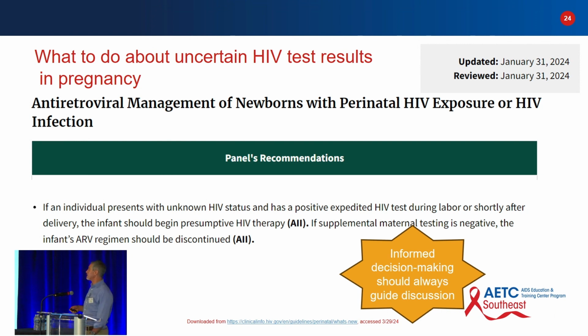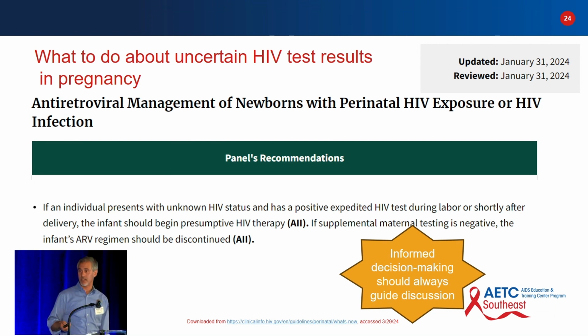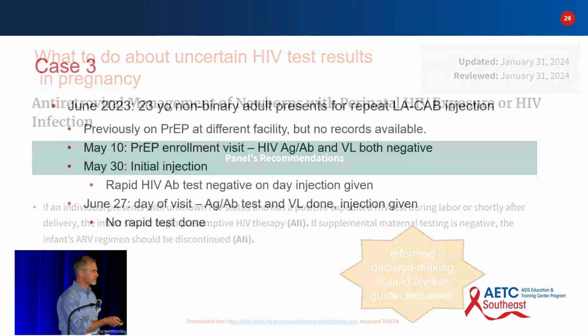For prophylaxis while clarifying the maternal HIV status. The first thing that we recommended was repeating that HIV test on a different platform. And if that was negative, then you could actually stop infant ARV prophylaxis. If it was positive, we recommended continuing it until additional testing could be done on the mom to further clarify her status. And I promise I will get to what some of those additional tests are when you're facing this conundrum in just a couple of slides.